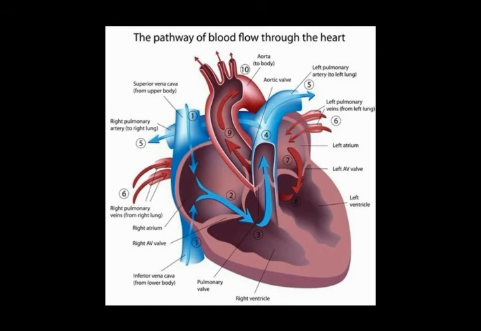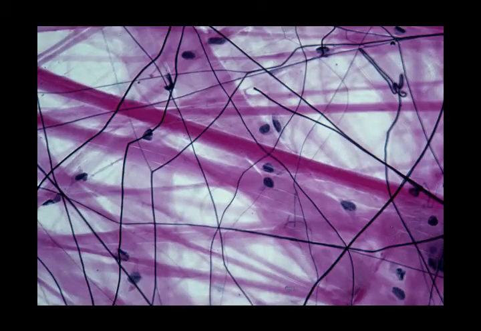Then let's talk about the connective tissues. Connective tissue is the tissue that connects, separates, and supports all other types of tissues in the body. Like all tissue types, it consists of cells surrounded by a compartment of fluid called the extracellular matrix.